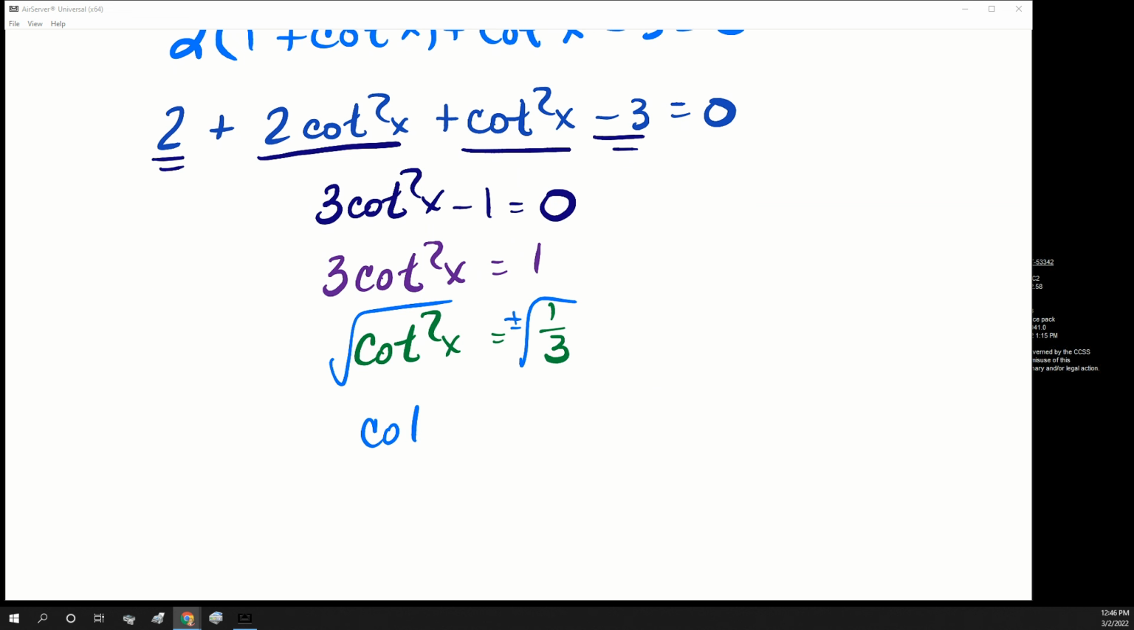Okay, so the cotangent of x. Now I am not going to reduce this. There's a couple of reasons. Like if it was actually tangent here, you're doing tangent when it's not reduced. So just leave it that.